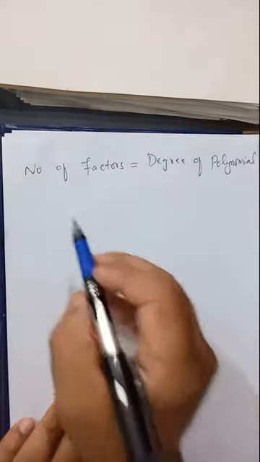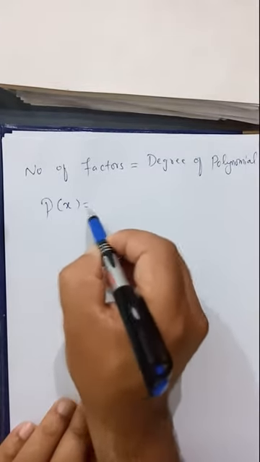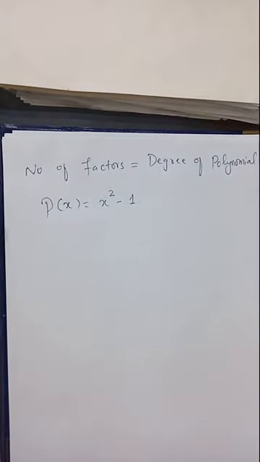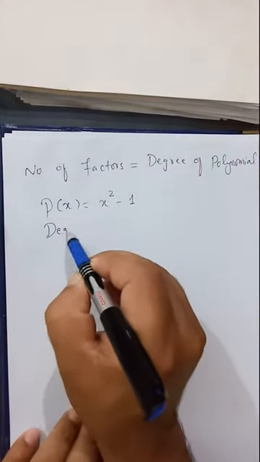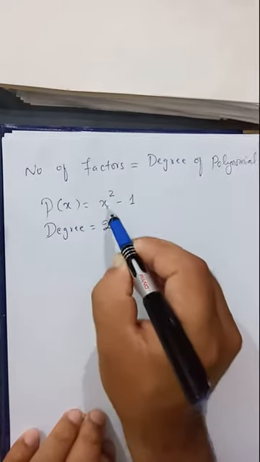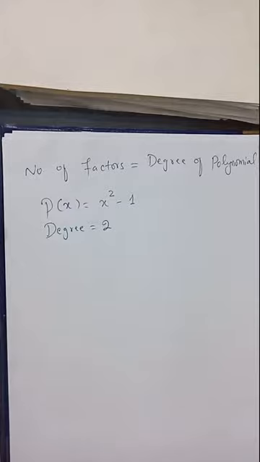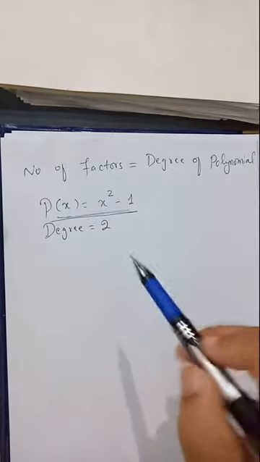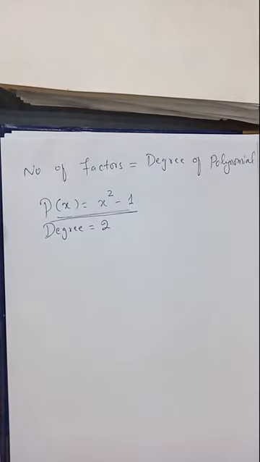So for example, if I consider a polynomial p of x is equal to x square minus 1. So this polynomial must have two linear factors, because in this case the degree of this polynomial is equal to 2, because the highest power of the variable is 2. So that is called the degree of the polynomial. So here the degree of the polynomial is 2, so that's why this polynomial must have two factors. Now how can we find that linear factor? This is our main target, how we can find out the linear factors.